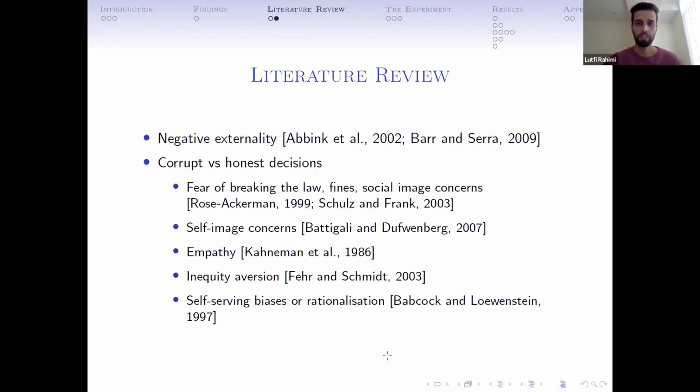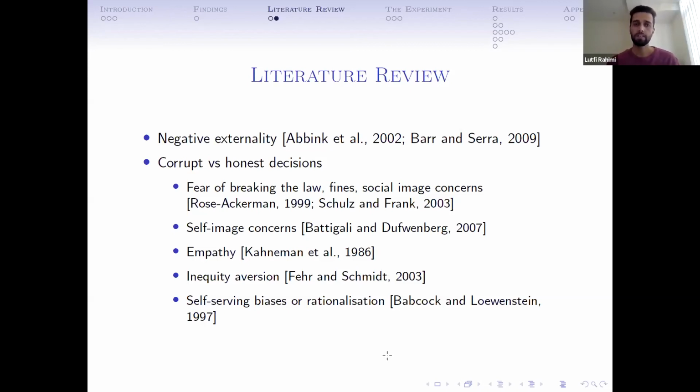In terms of the corrupt or unethical versus ethical decision making, this paper talks to a number of different literatures. I will not review every single one of them, but I will speak about them as I go along in the experimental design.